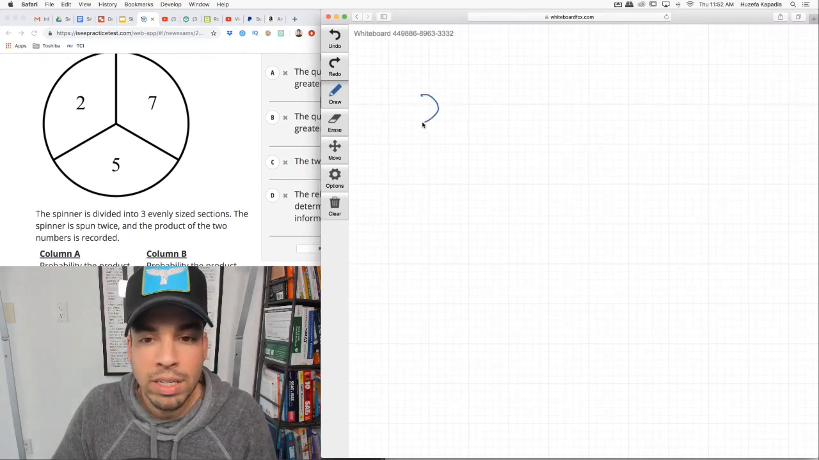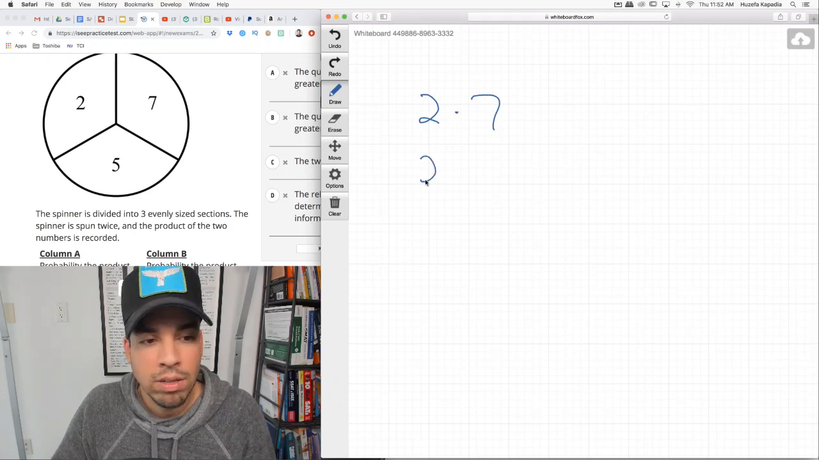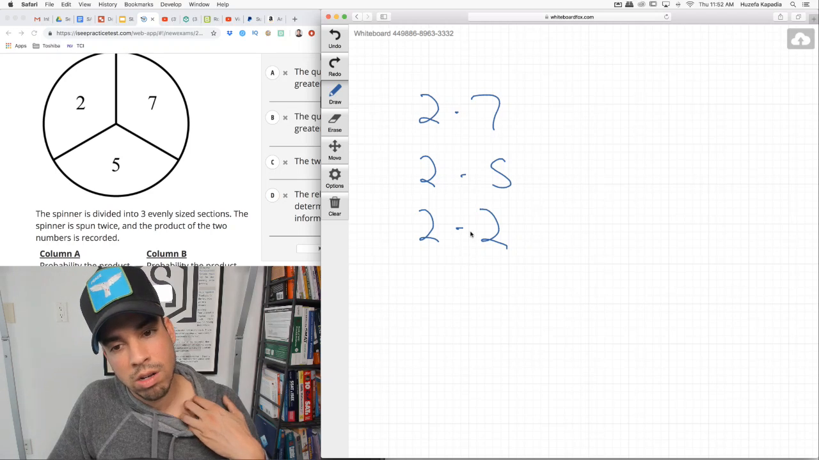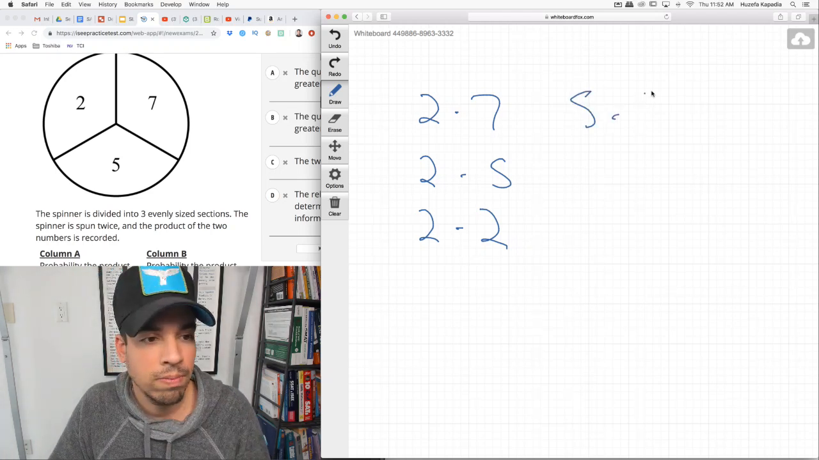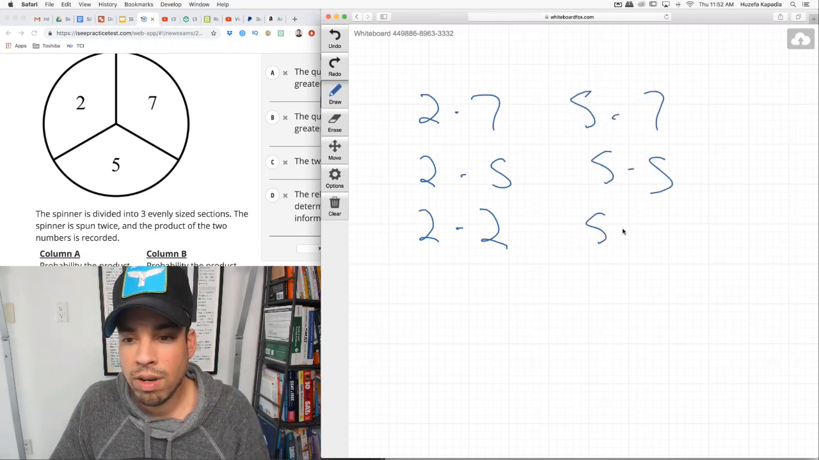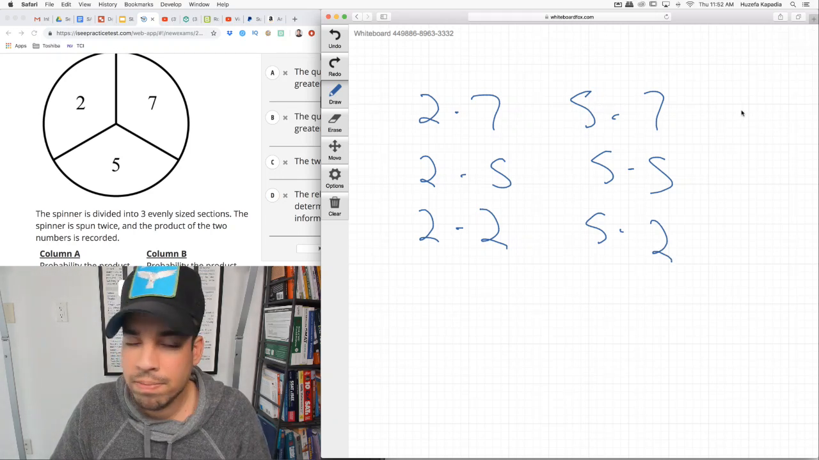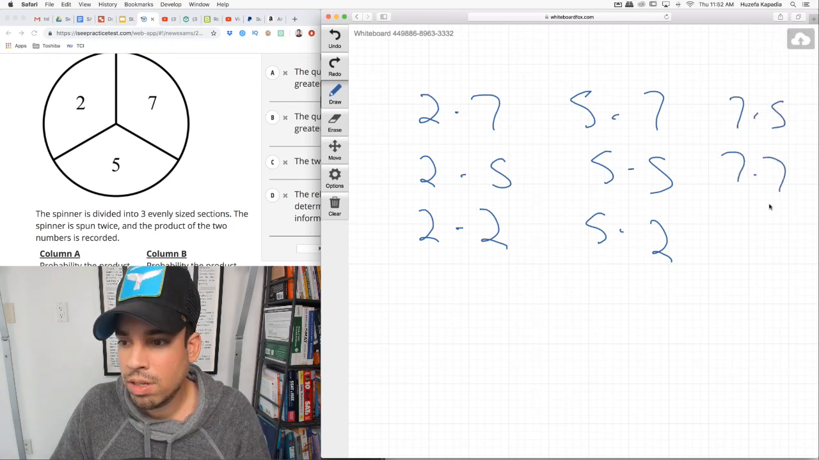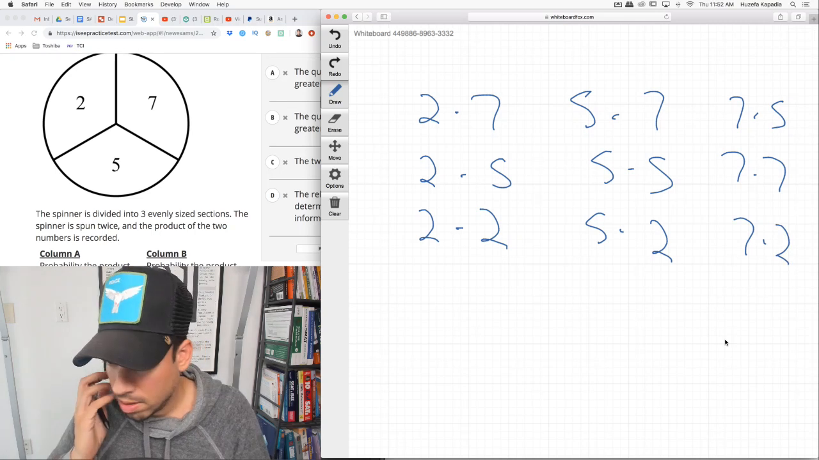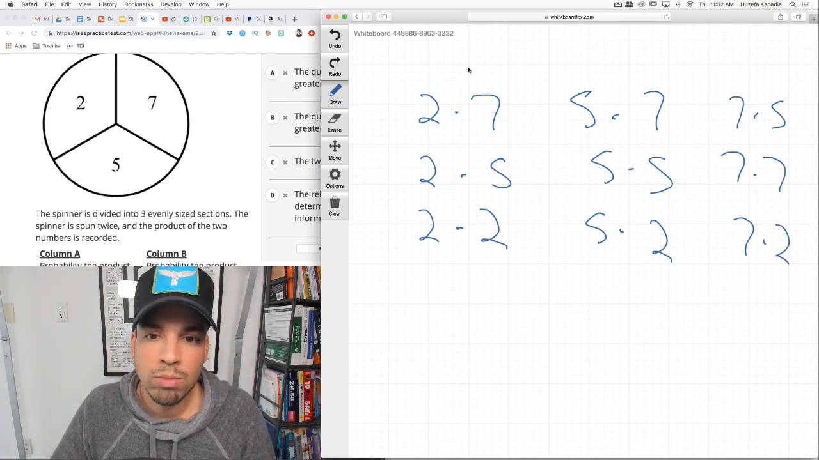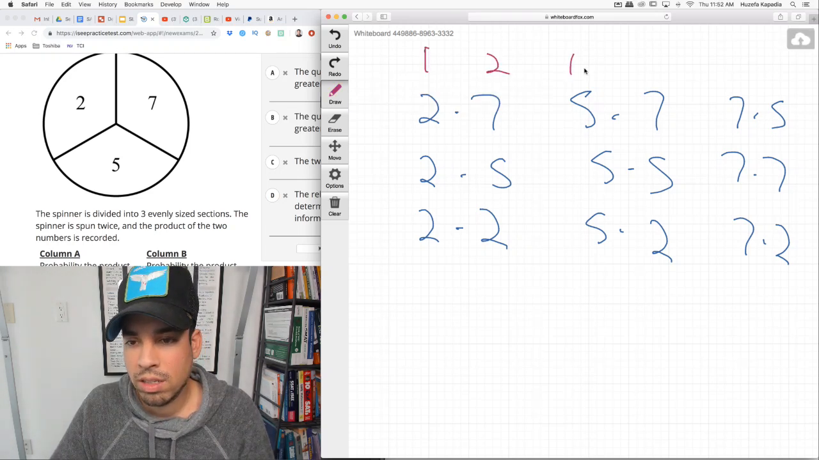Okay, so we can either get 2 times 7, right? 2 times 5, 2 times 2, or 5 times 7, or 5 times 5, or 5 times 2. Or we can get 7 times 5, 7 times 7, or 7 times 2. Okay. So these are my 9 different outcomes, right? I can get 1 number the first time, 1 number the second time. So this is like if I get 1 the first time, 1 of these the second time. You see?